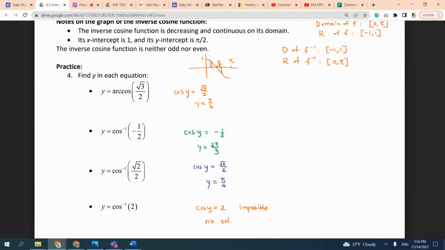Oh, the period is pi over the coefficient in the angle argument. So we call this angle the argument, and then this is the coefficient, the number multiplied. So the period of cotangent is pi, right? And you divide it by the coefficient of x in that angle. So this is how we find it here.